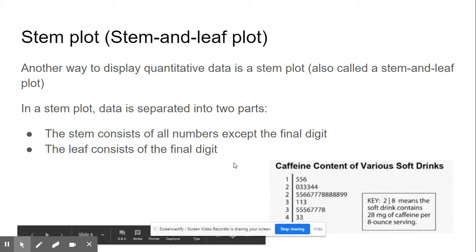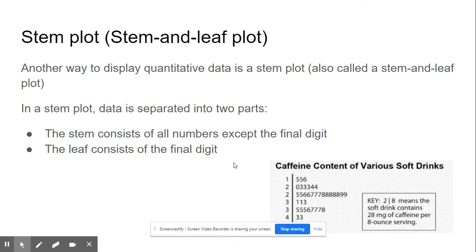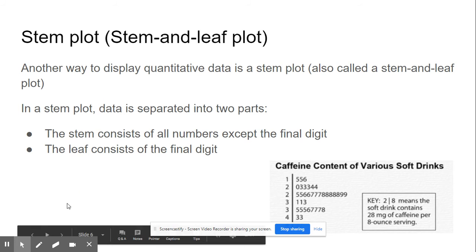Another way to display quantitative data is a stem plot, also called a stem and leaf plot. In a stem plot, data is separated into two parts. The stem consists of all numbers except the final digit, and the leaf consists of the final digit. At your bottom right, you can see an example of a stem plot looking at the caffeine content of various soft drinks.